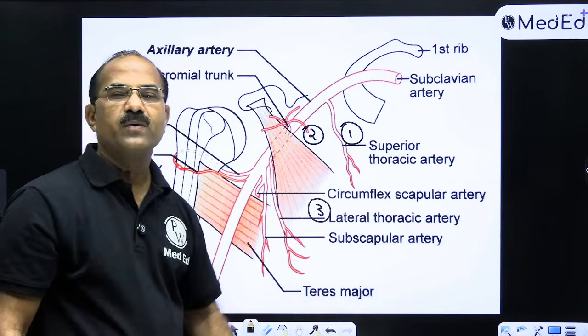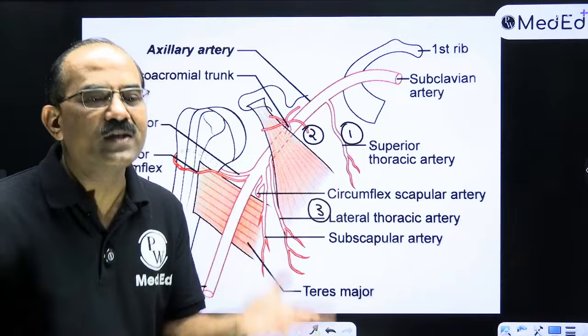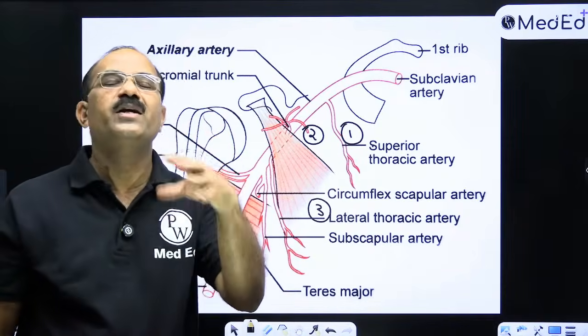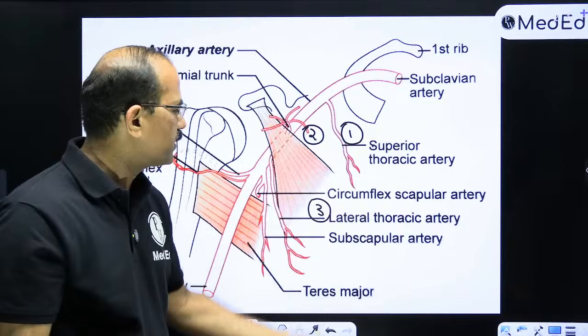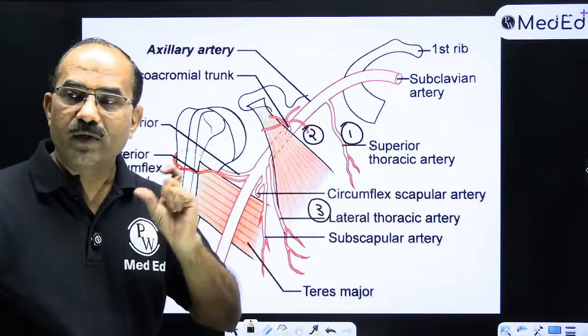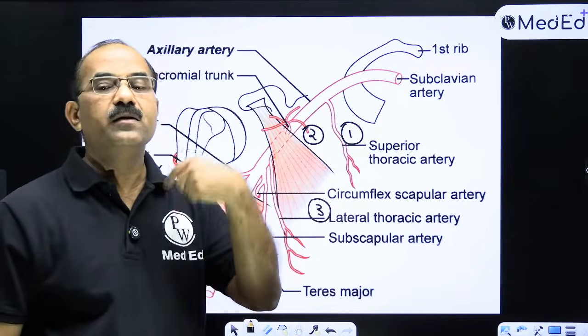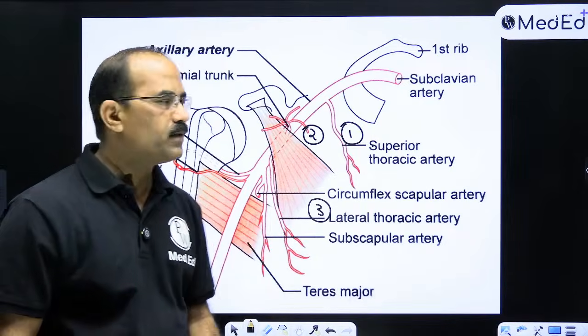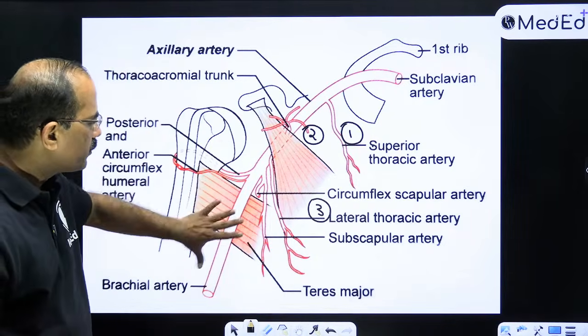This lateral thoracic artery is the main artery supplying the breast. ये main artery है जो breast को supply करती है, lateral thoracic. Fine. This lateral thoracic artery accompanies the anterior axillary lymph nodes. Anterior axillary lymph nodes. Third part के branches.